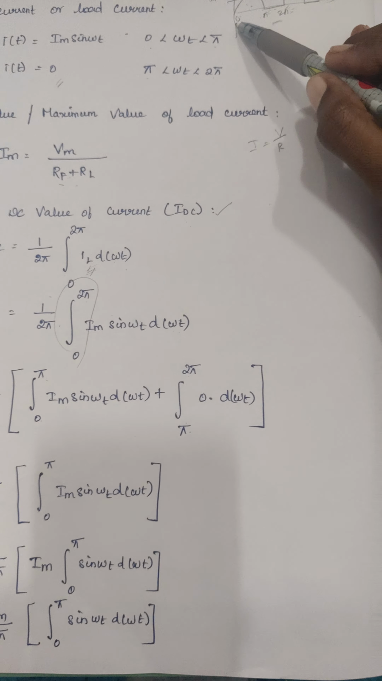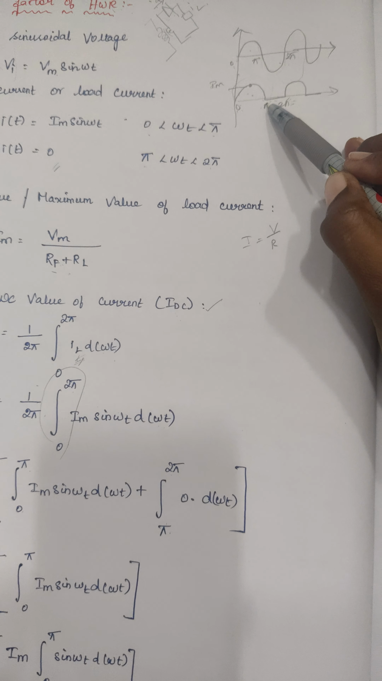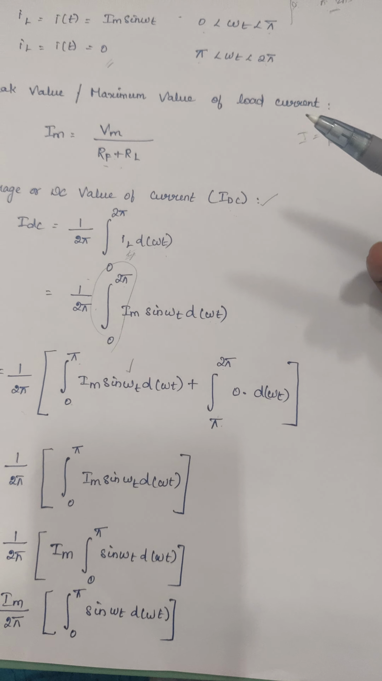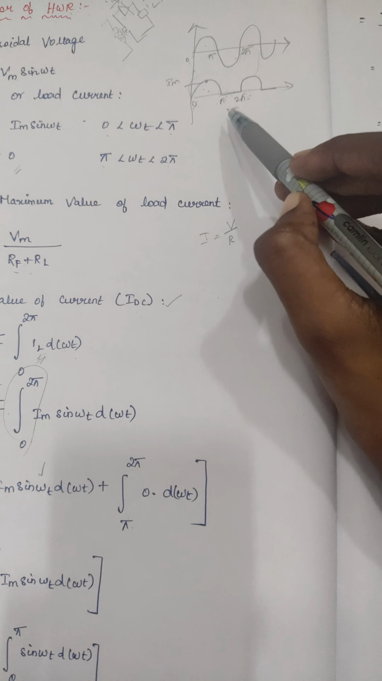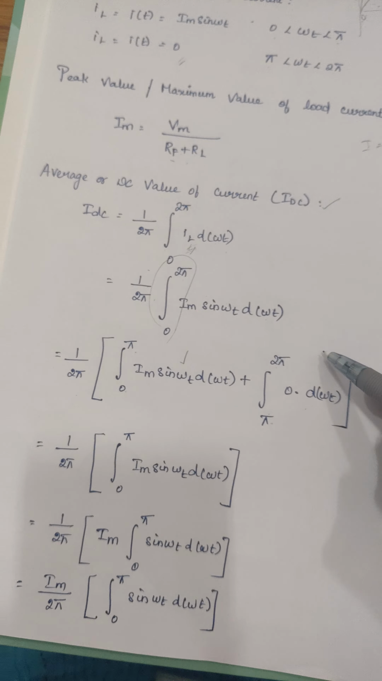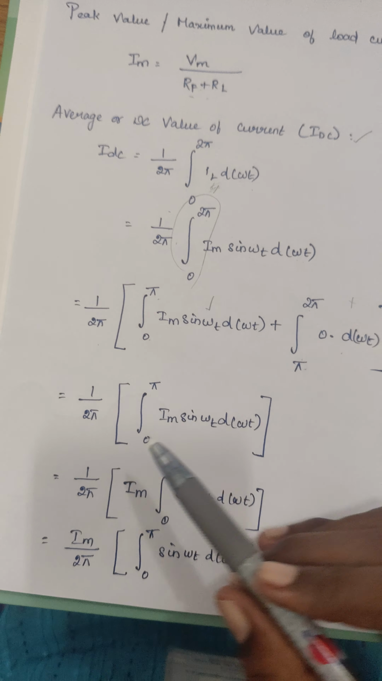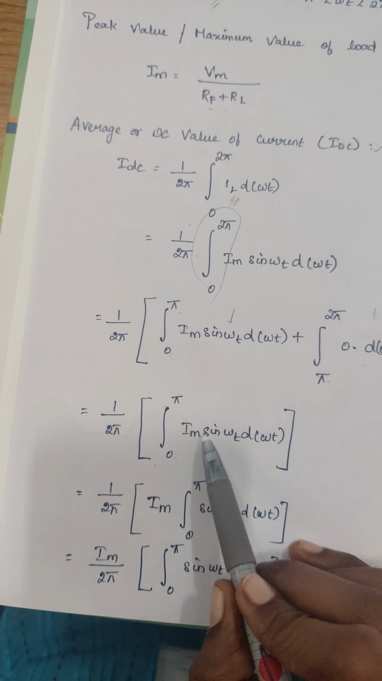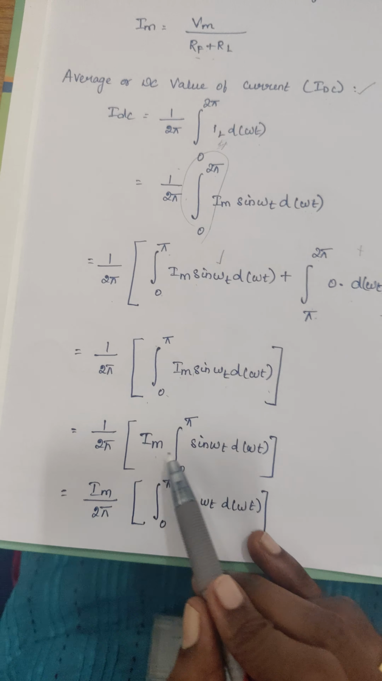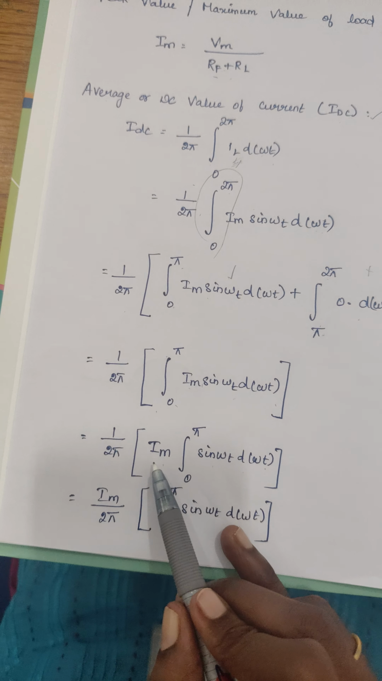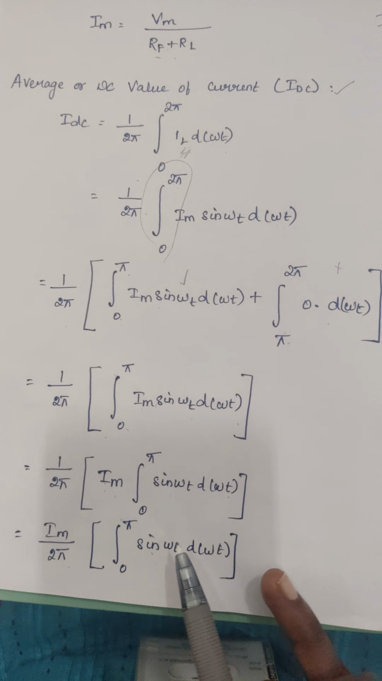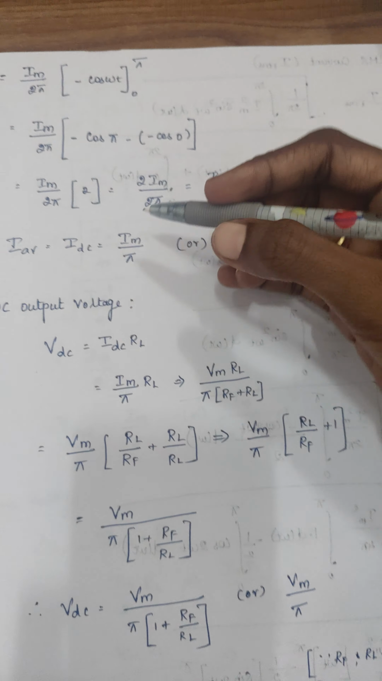During 0 to pi you are getting an output wave, and from pi to 2 pi your value is 0, so you can neglect this term. So IDC is equal to 1 by 2 pi, integral from 0 to pi of Im sin omega t d omega t. Now you can take Im outside: Im by 2 pi, integral from 0 to pi of sin omega t d omega t. Clear? Now you can integrate that.